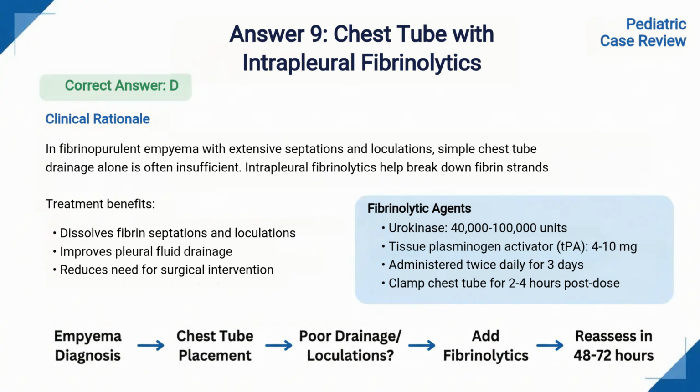Both are administered twice daily for 3 days, with the chest tube clamped for 2 to 4 hours after each dose. The management pathway is empyema diagnosis, chest tube placement. If poor drainage with loculations, then add fibrinolytics. Then reassess in 48 to 72 hours. Video-assisted thoracoscopic surgery is reserved for cases that fail fibrinolytic therapy.